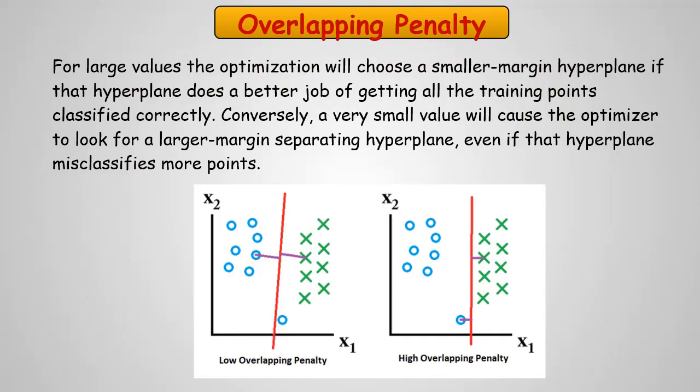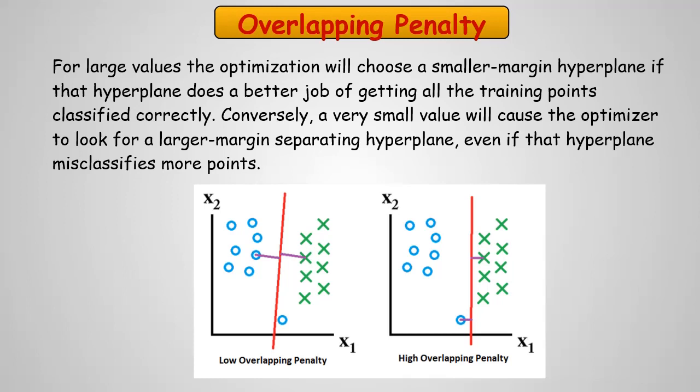When you use a larger value on the overlapping penalty, the optimization will choose a small margin hyperplane. Remember, we talked about margins. It will do a small margin hyperplane if that hyperplane does a better job of getting all of the training points classified correctly. Conversely, a small value will cause the optimizer to look for a larger margin separating hyperplane, even if that hyperplane misclassifies data points.